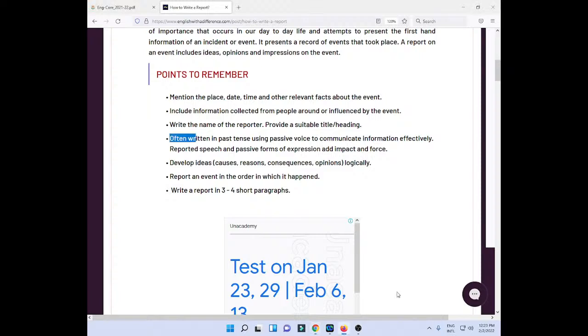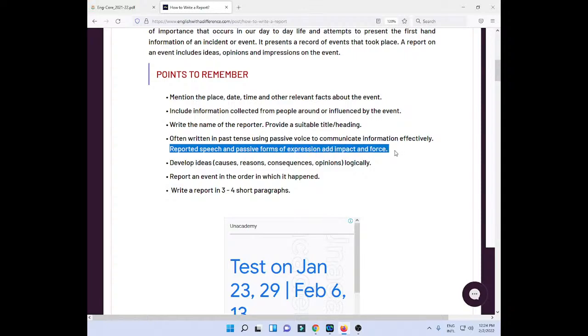You see, dear students, here you have to write the name of the reporter and provide a suitable title or heading. So you need to provide a suitable title or heading. Then you have to write the name of the reporter. Then, it is often written in past tense using passive voice to communicate information effectively.